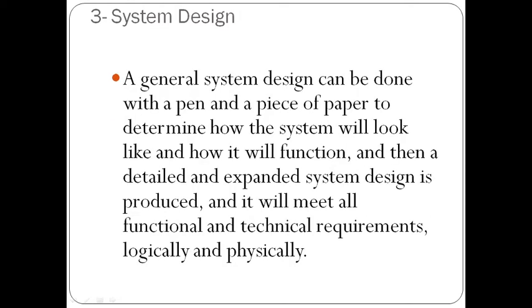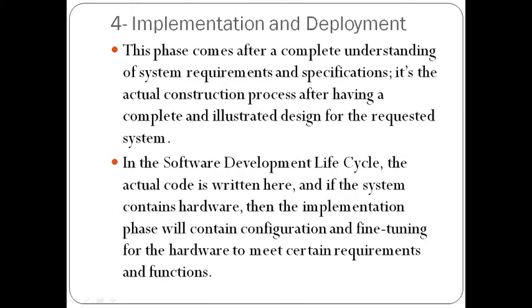A general system design can be done with a pen and a piece of paper. Determine how the system looks, how the functions will be, and then a detailed and expanded system design is produced. All these things can be taken up in the third step, which is called system design.